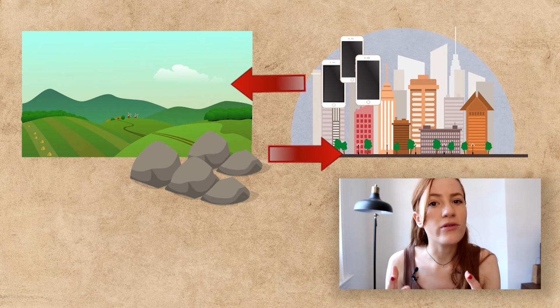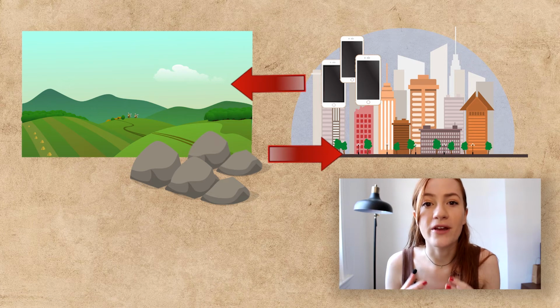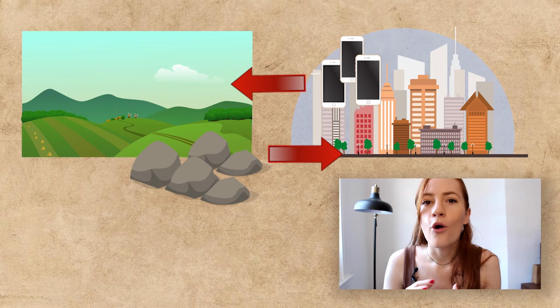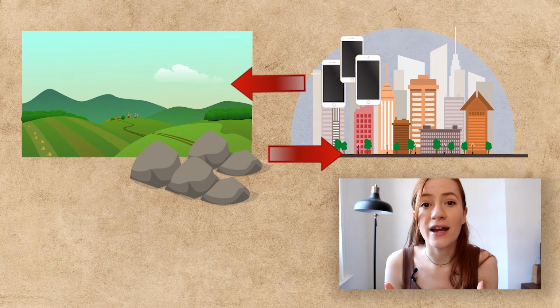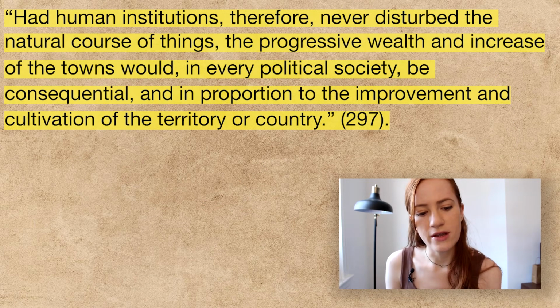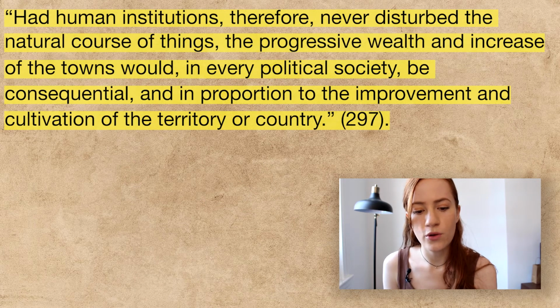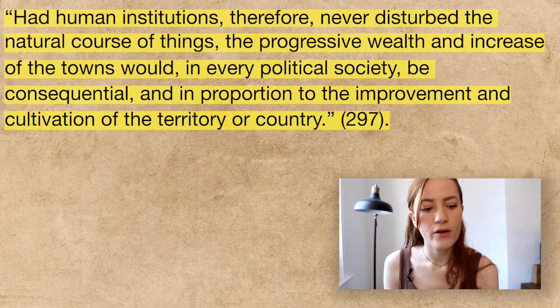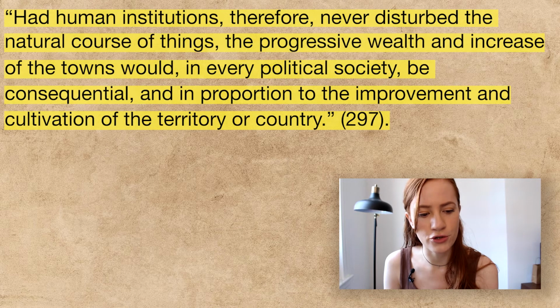And this growth in supply of raw materials from the country can in turn only develop alongside the improvement and cultivation of the land of the country. Had human institutions, therefore, never disturbed the natural course of things, the progressive wealth and increase of the towns would, in every political society, be consequential and in proportion to the improvement and cultivation of the territory or country.